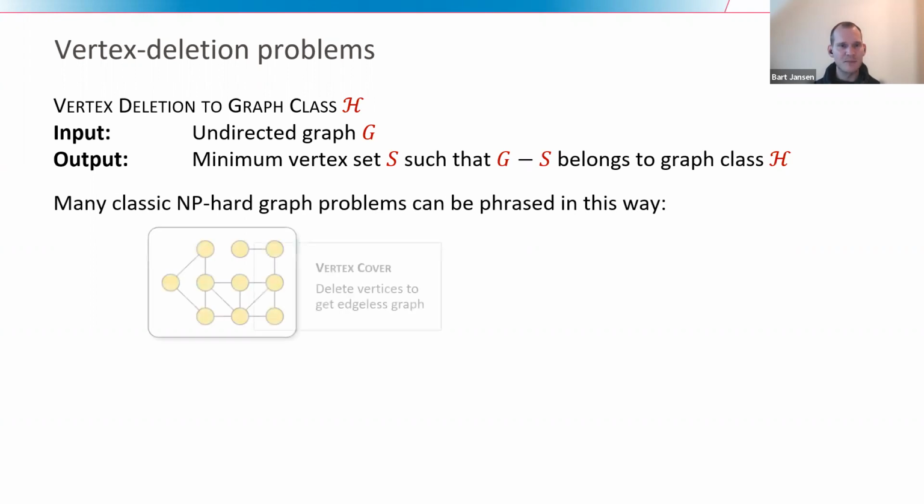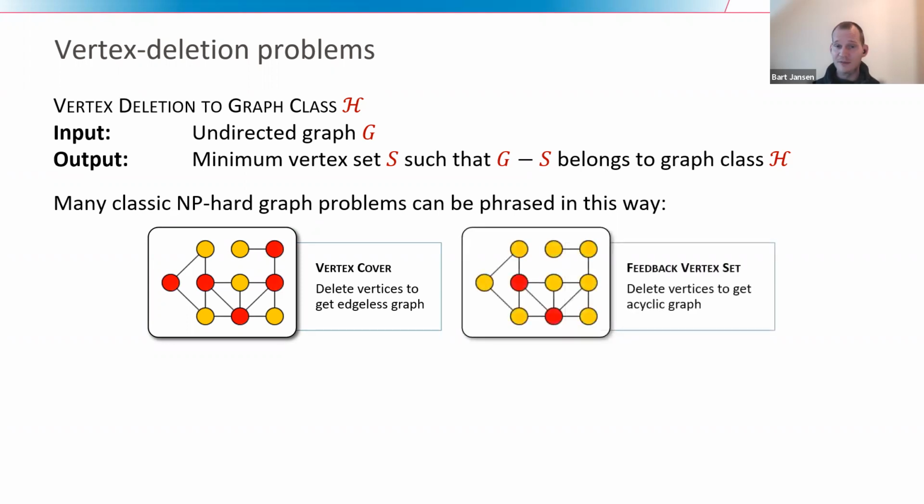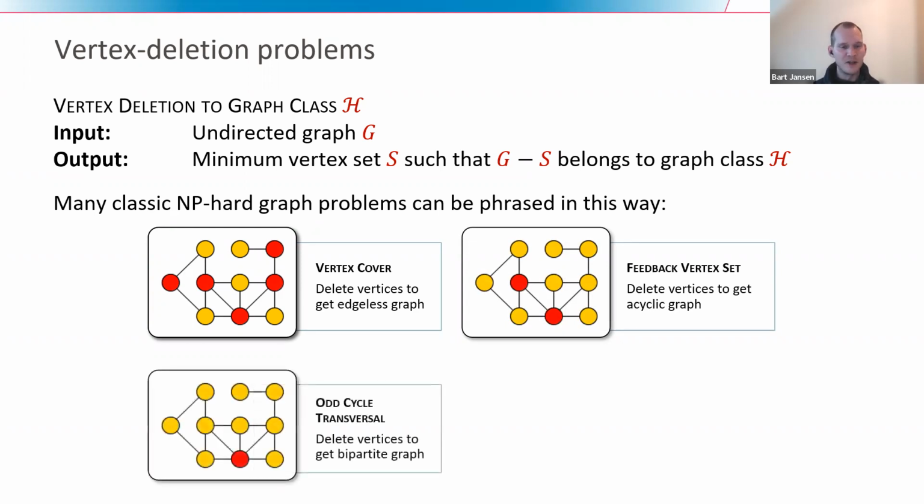To give you some examples, the vertex cover problem is traditionally defined as find the smallest vertex set that contains at least one endpoint of every edge, but you can also think about it as delete a vertex set such that afterwards the resulting graph is edgeless. There's the feedback vertex set problem, which asks to delete vertices to get an acyclic graph. There is the odd cycle transversal problem. We are transversing all of the odd cycles, which effectively means that we're deleting vertices until the graph we are left with is bipartite, so the graph should have a proper two-coloring.